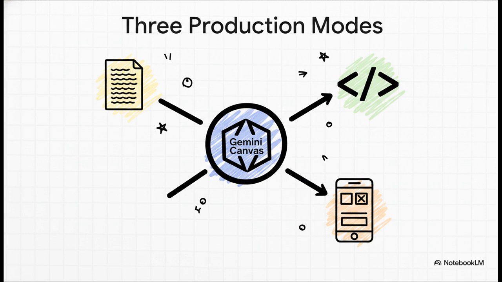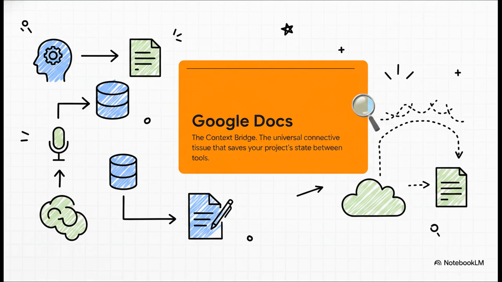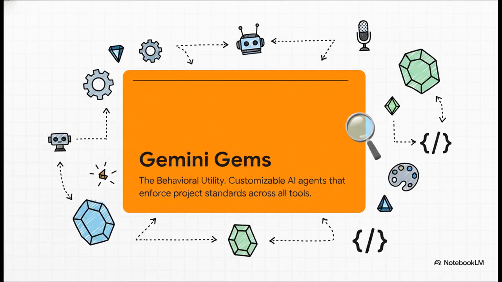It's wild. Okay, this might be the most underrated part of the whole system. Google Docs. It's the connective tissue, the context bridge. Because all of these other tools can read from and write to Google Docs, it basically acts as your project's short-term memory, or its RAM. It saves the state of your work, which means you can move between all these different tools without ever losing context.